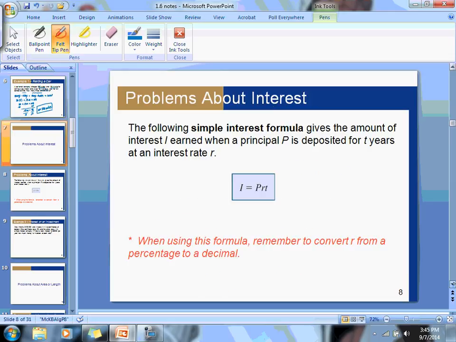Okay, our next problem is about interest. And interest is fairly basic. It all comes down to this equation where you have I for your interest, you have P for your principal, that's the amount that you originally deposit, you have R for your rate, and T for your time. And the rate, we have to make sure that we convert from a percent to a decimal.